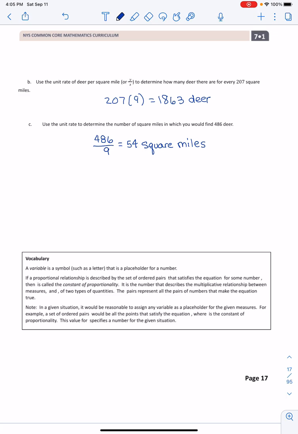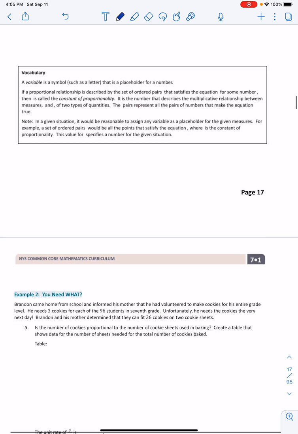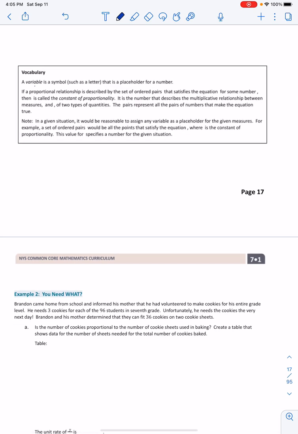Okay. So now let's look at our vocabulary. Our vocabulary, a variable is a symbol, and I'm going to highlight this because I think it's very important. A variable, okay, is a symbol such as a letter that is a placeholder for a number.